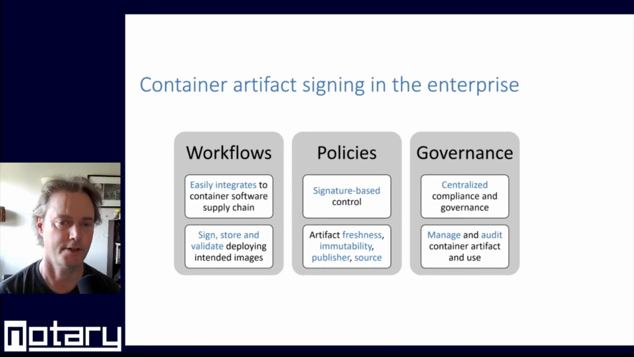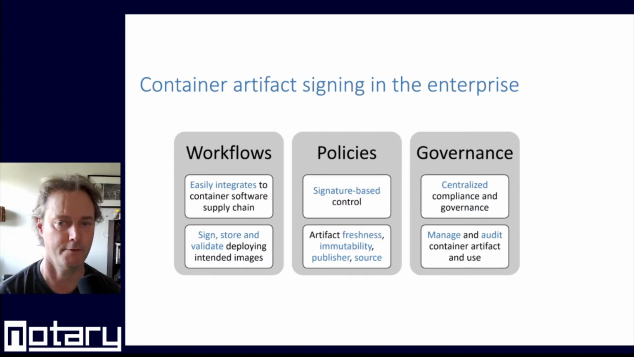In the enterprise, container signing is really about having easy integration to supply chain. We're going to talk about supply chain in a minute. Validating, storing, and deploying the images you want. Setting up policies around signatures to make sure that things that are run in production are signed. Making sure that we have freshness and immutability and so on, which are some of the guarantees that TUF helps give you with Notary, to make sure that you are actually getting the latest version of an image.